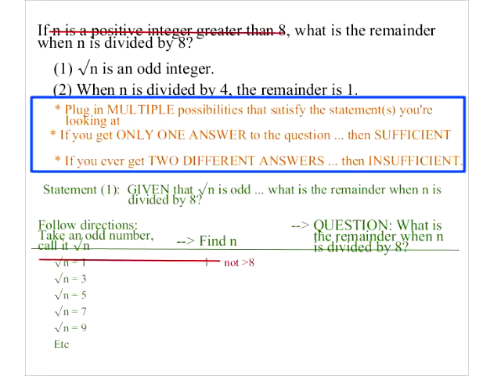More possibilities. If square root n is 3, then n will be 9. 25, 49, 81, etc. So you've got to answer the question. Well, what's the remainder when you divide 9 by 8? The remainder is 1. What's the remainder when you divide 25 by 8? It's 1. 49 by 8, remainder is 1. 81 by 8, remainder is 1. You can tell there's a pattern here. Always 1.